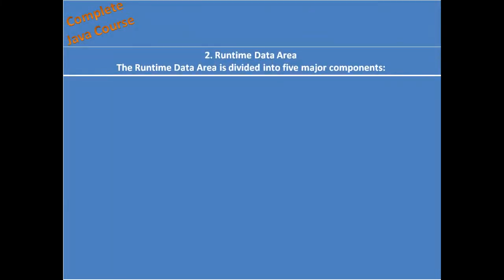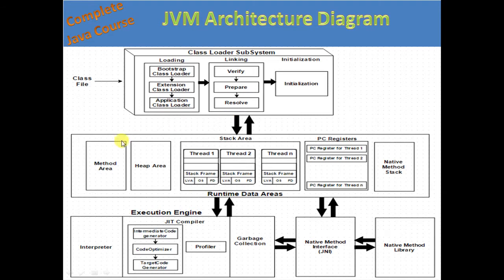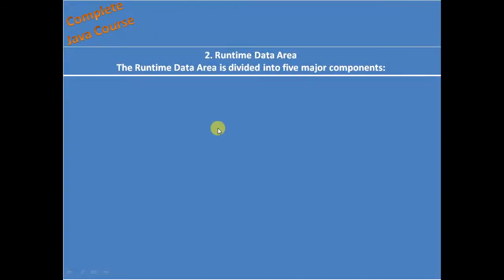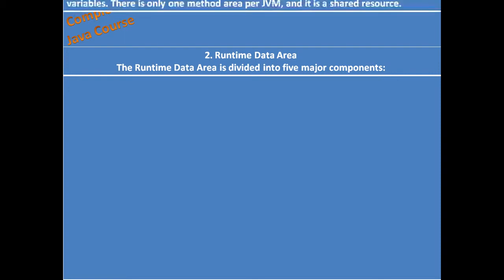Now we will talk about the runtime data area. So what is the runtime data area? Let me show you in the diagram. So now we will talk about this runtime data area. There are five areas: method area, heap area, stack area, PC register and native method stack. Let's discuss one by one. The runtime data area is divided into five major components.